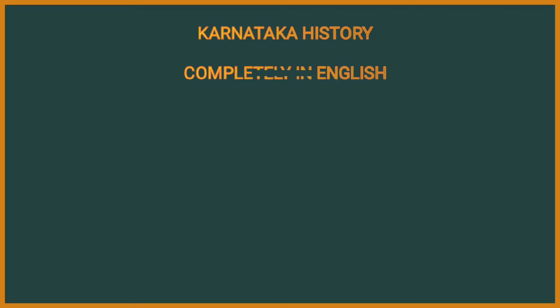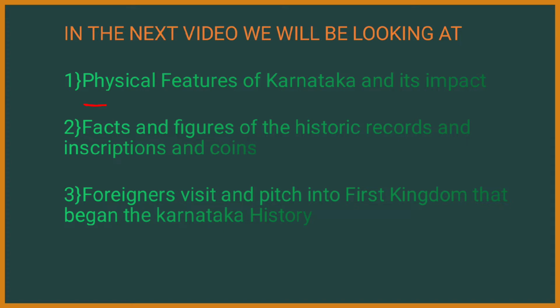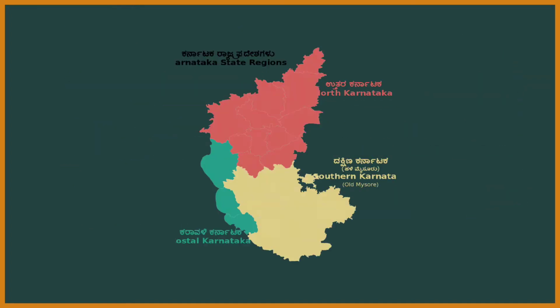This is the third video of Karnataka history, and as we have told in the previous video, we will be discussing the physical features of Karnataka and its impacts as well as some of the facts. In this video we will be discussing the physical features of Karnataka and its impacts, facts and figures of the historic records and inscriptions, as well as the coins that have been issued by various dynasties, and foreigners who have visited Karnataka and what records they have left behind. This is the gist that we will be discussing in the present video.